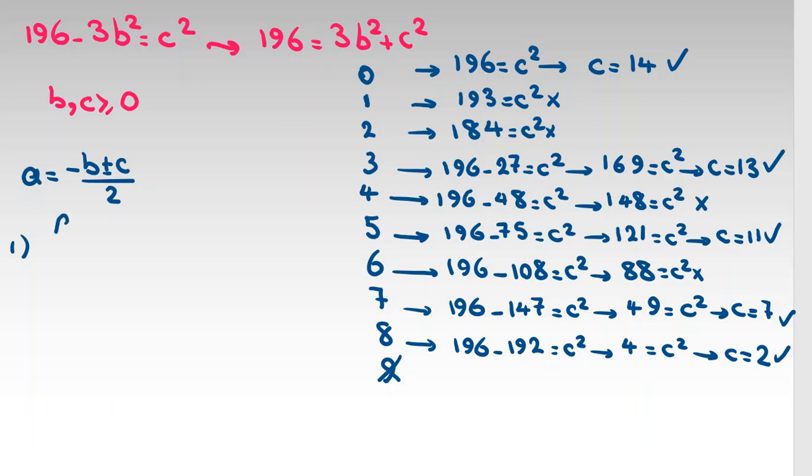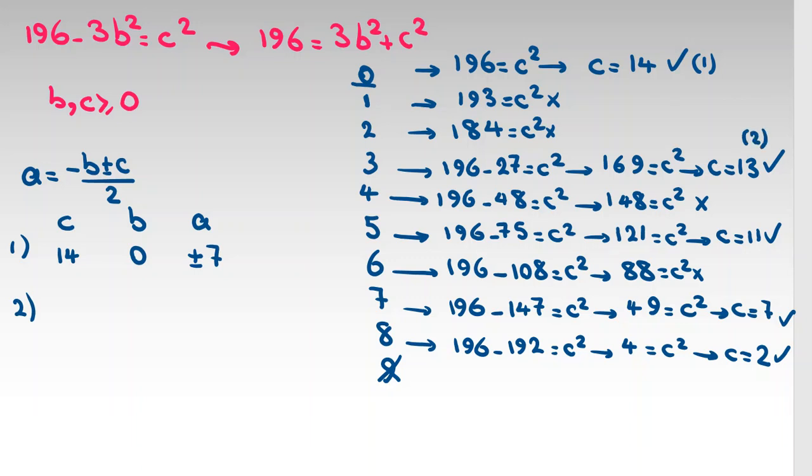In the first case, a is what? Before that, I should find c. I write c, b, then a. So c is what in the first case? 14. B is what in the first case? 0. A is negative b, which is 0, plus minus c over 2, so plus minus 7. This is the first case.